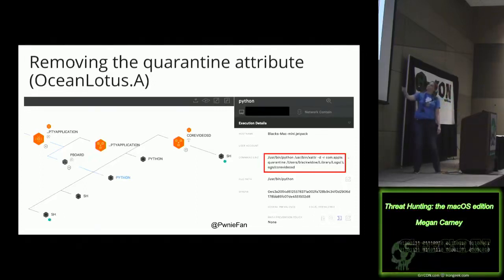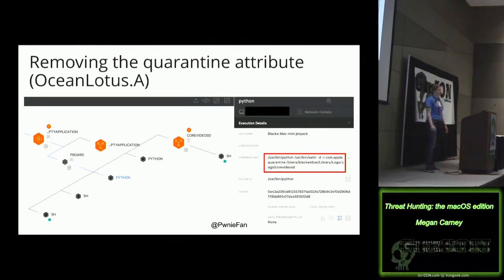This is OceanLotus A, nation state malware. I don't remember which nation state. But that command that I've highlighted there, xattr -d -r, is saying delete the com.apple.quarantine from this really weird file, right, that starts with a dot. It's in my home directory, and it's like a really weird executable, right? So what are they doing? They're deleting the quarantine attribute, so it's not flagged by forensics, and so the operating system doesn't flag it when you open it. This command is relatively rare.